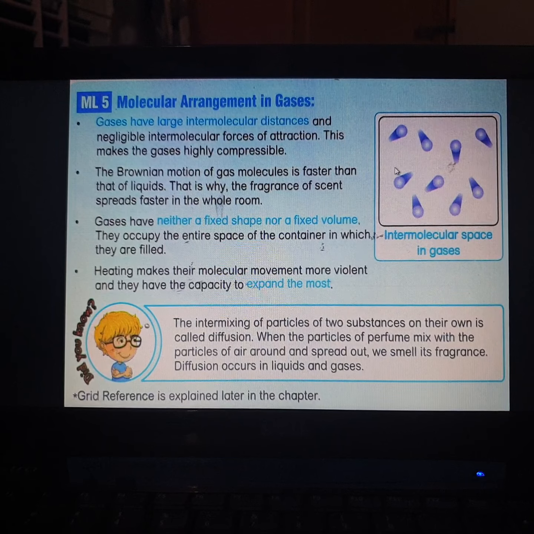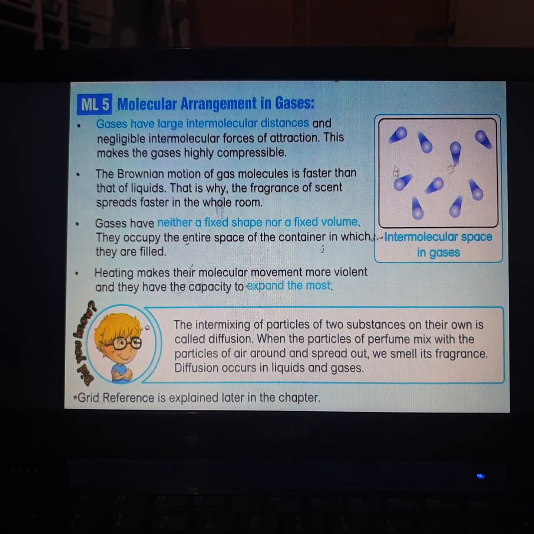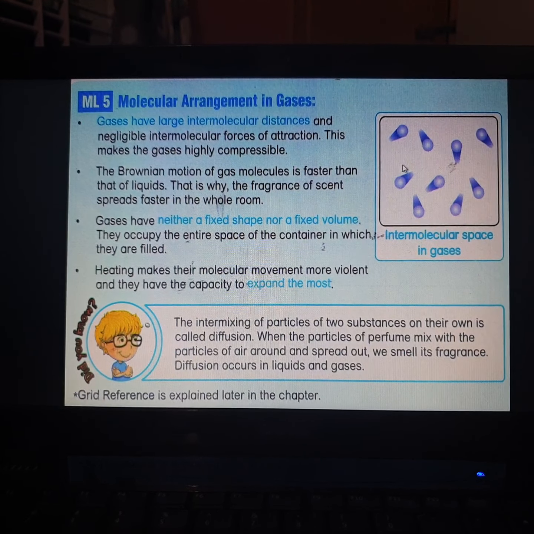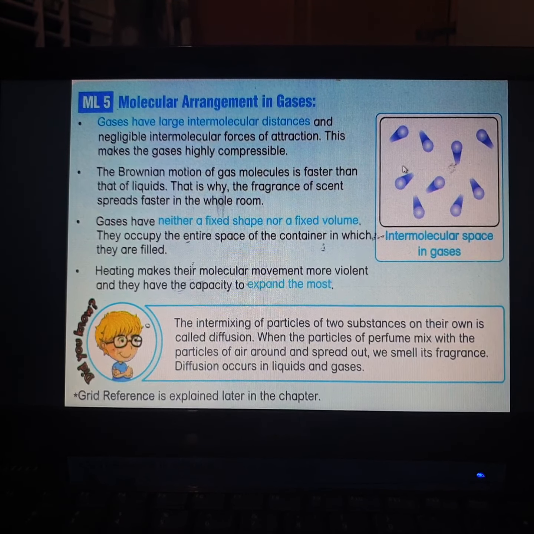And second, they have negligible intermolecular force. That is, there is no force between these two molecules. That is why you can compress the gas as much as possible.